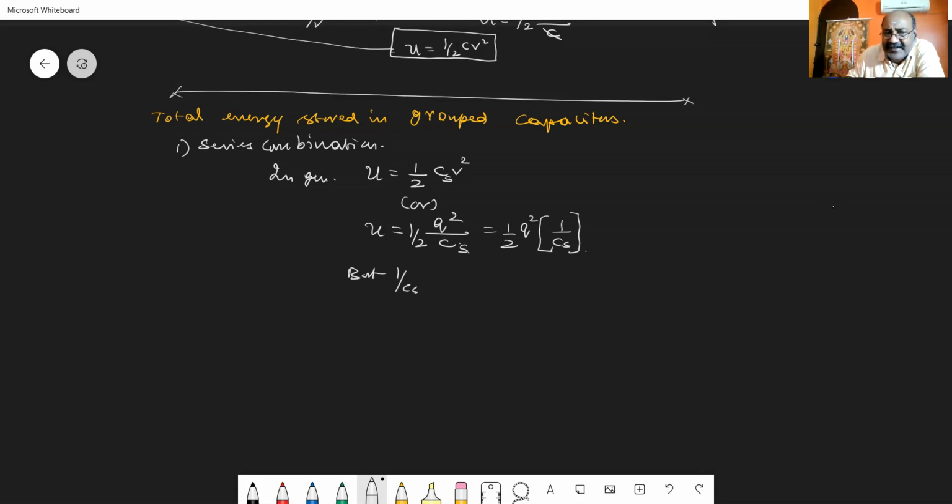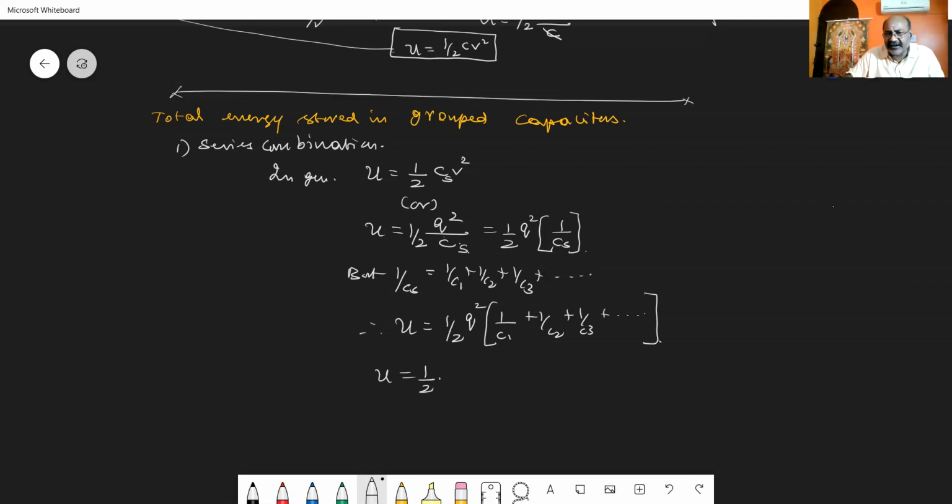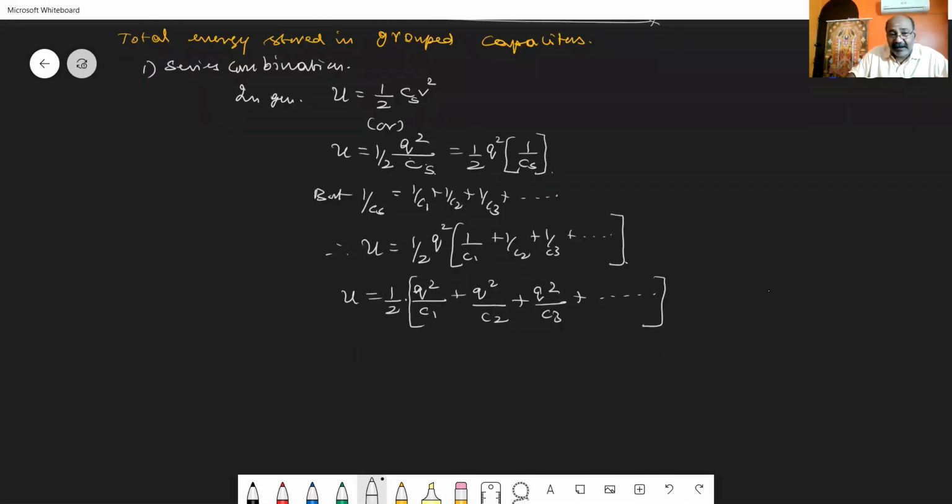But in the series combination, we know that 1 by CS is equal to 1 by C1 plus 1 by C2 plus 1 by C3, etc. Therefore, the total potential energy is half into Q square into 1 by C1 plus 1 by C2 plus 1 by C3 plus etc. So we can write this as Q square divided by 2C1 plus Q square divided by 2C2 plus Q square divided by 2C3 plus etc.